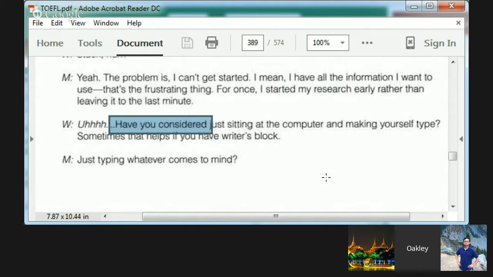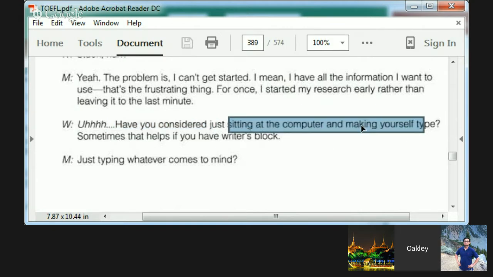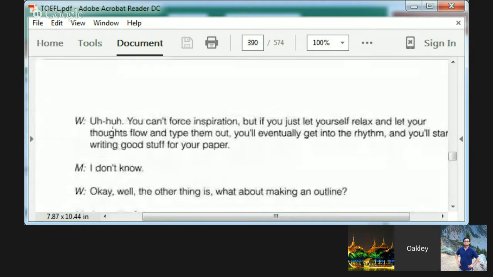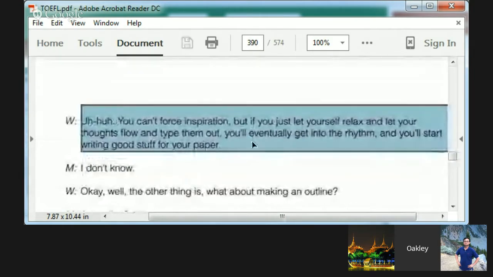You're listening for this type of phrase. Have you thought about? Have you considered? Would you consider? Or simply, what about? How about? Here comes a solution. Here comes advice. So get ready, because this is the next very important point. You have to know the problem, first solution, and then she explains it.